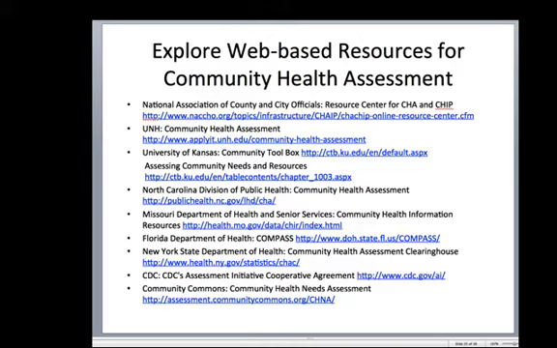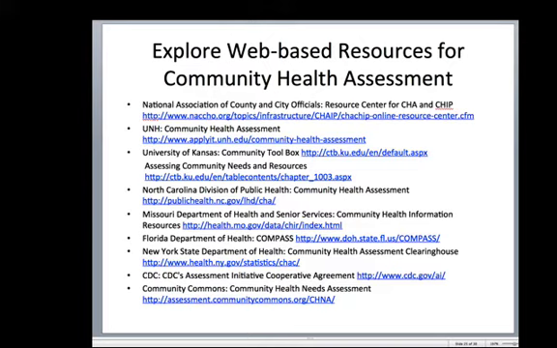The Missouri Department of Health and Senior Services has a number of community health assessment resources, and I would recommend those as well. There are various data tools that are available there as well. Florida Department of Health has another, with both sets of data for conducting assessments in Florida, as well as materials for training related to community health assessment.